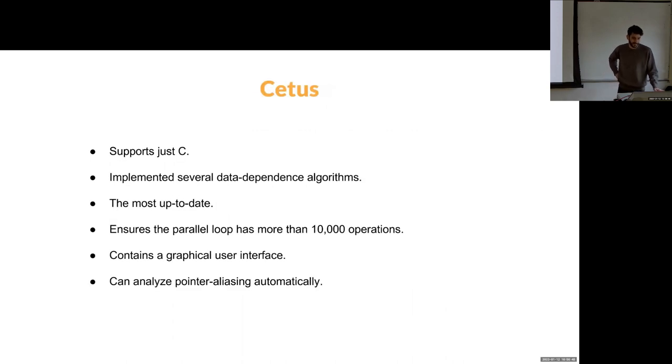And Setus implements several data dependence algorithms. It implements also the GCD, also the boundary, and another one. It's the most up-to-date, and it assures that the loop has more than 10,000 operations. Why is this so critical? Because the source-to-source compiler doesn't know how many iterations the loop has, because it's sometimes things that you derive in runtime. So you might end up with parallelizing loops that have a low amount of computation, and then it's counter-effective, because the overhead of creating threads outweighs the speed up that you gain from parallelizing the loop.